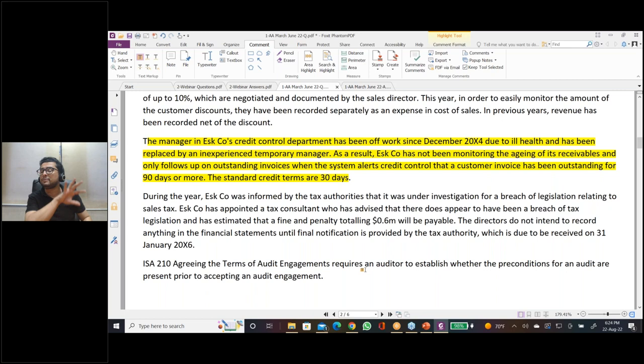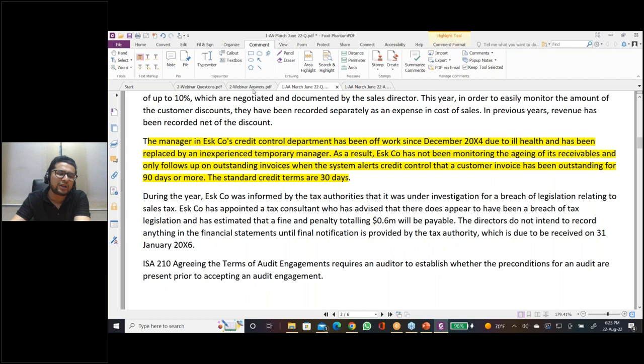DA 3, you can go for the third party confirmation, and we call it receivable circularization. So I will select a sample of year-end receivables, and I will write letters to them, and I will confirm the year-end balances from the receivables themselves. So this is what we call DA 3.